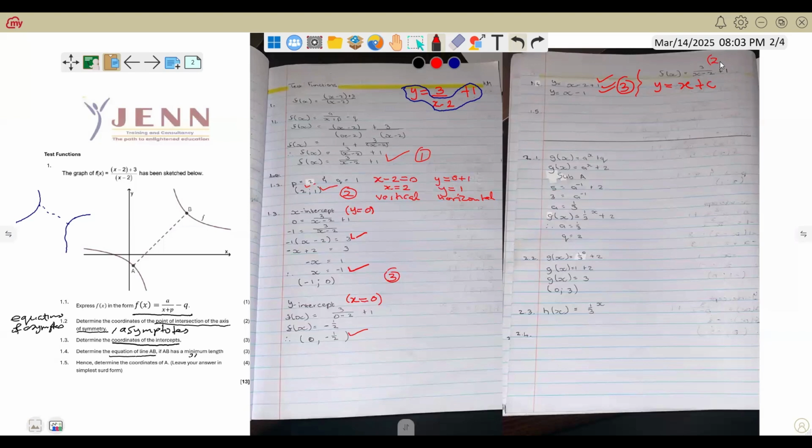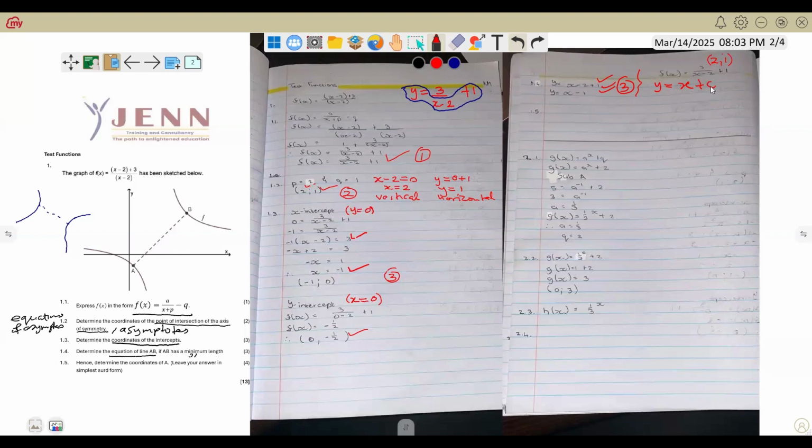Do you still remember? (2, 1). On question 1.2, where we calculated the point of intersection of the asymptotes. Yes, sir. So it means you can use this method. Is that clear? Yes, sir.